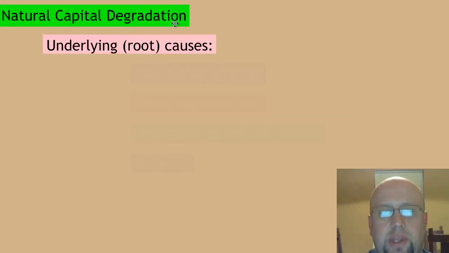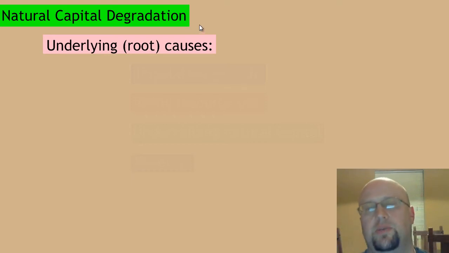The idea here is we're talking about natural capital degradation. Now, we talked about this in one of the other videos, but remember, natural capital is just all of the natural resources that we have. So, the plants, the animals, the ecosystems, the water, all of those things, that's the natural capital that we're talking about. Degradation obviously meaning that it's getting used up, that it's being degraded in some way.